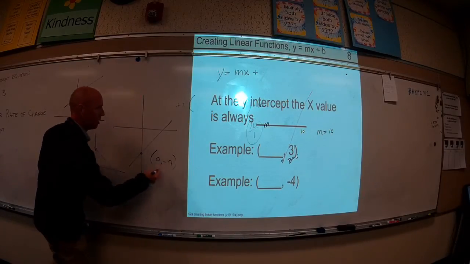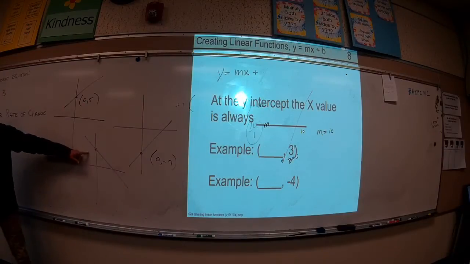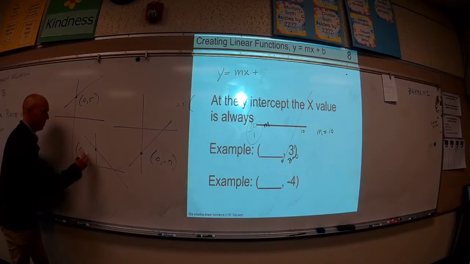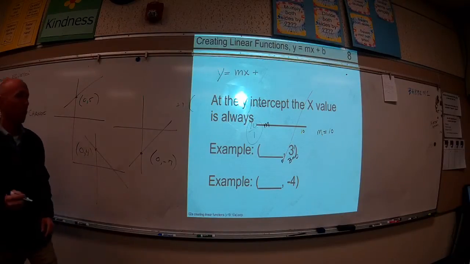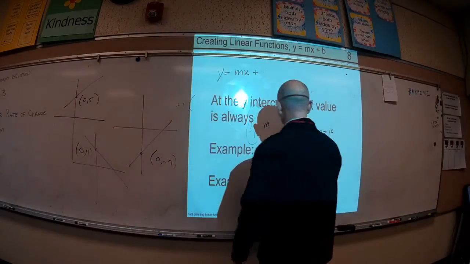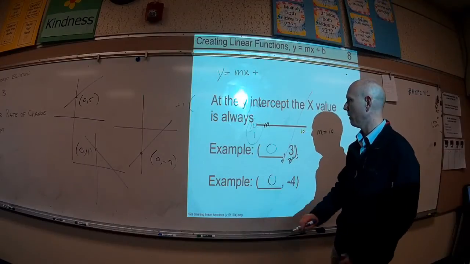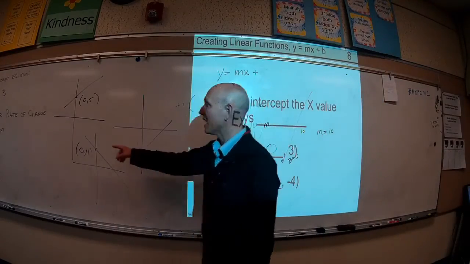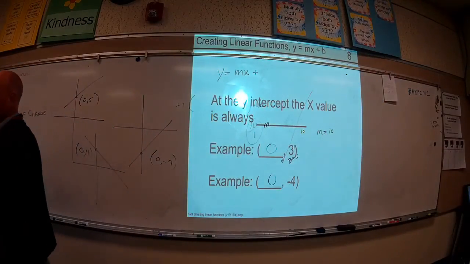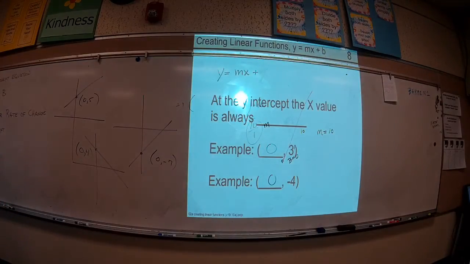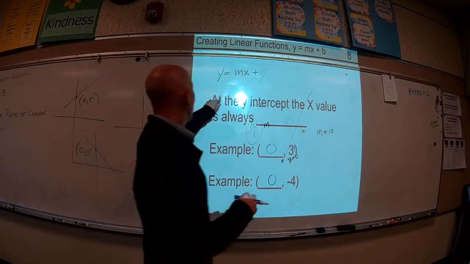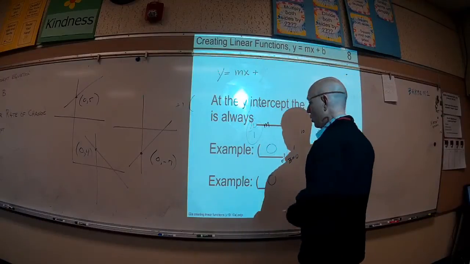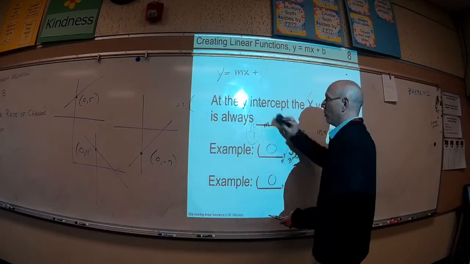Okay, that's cool. Where do you think, Paulette, this one is then? 0, 4. 0, comma 4. So maybe 0, comma negative 3, maybe 0, comma negative 4. Maybe the x is always a what? 0. X is always 0. In your notes, at the y-intercept, the x value is always 0.